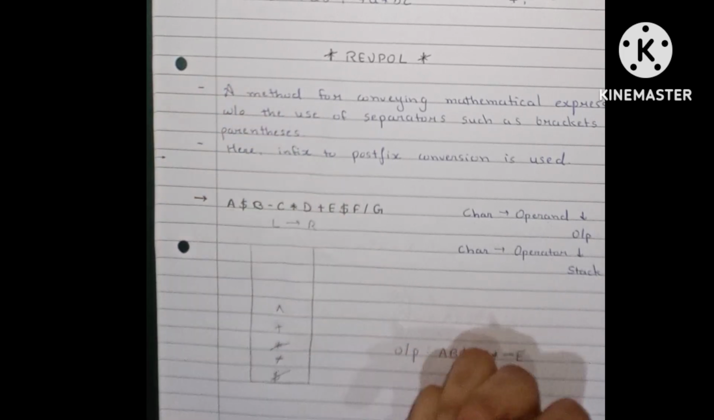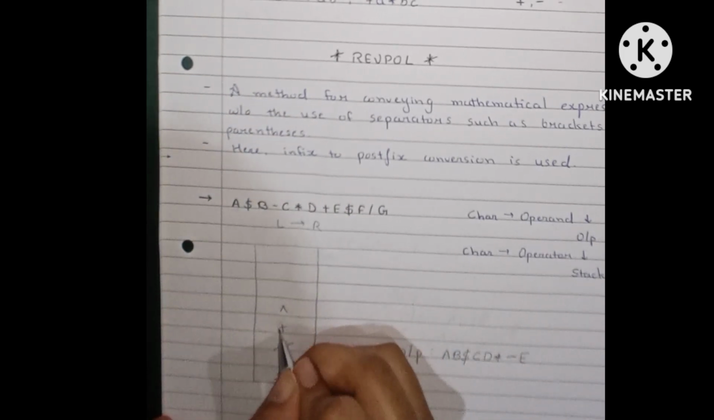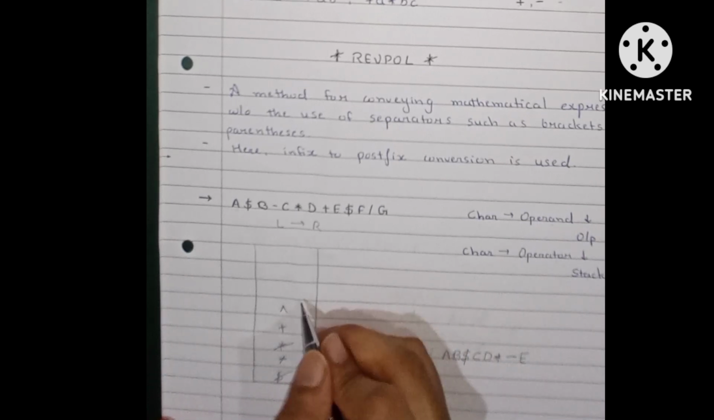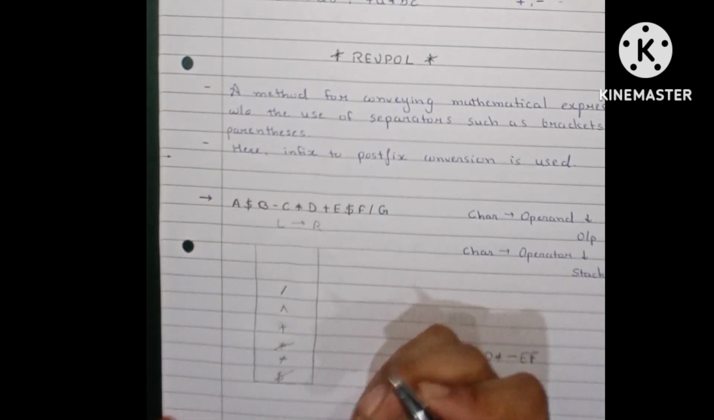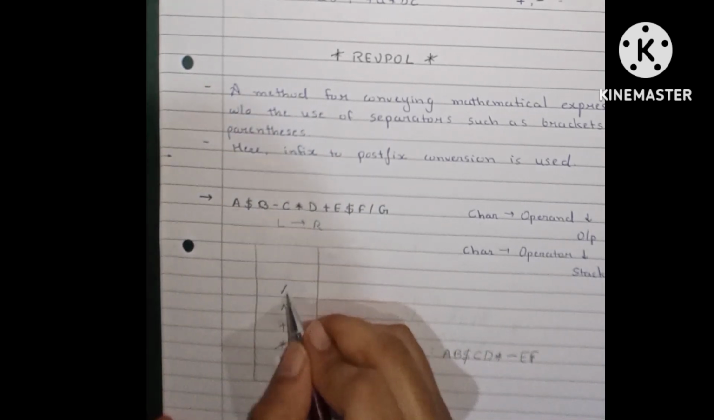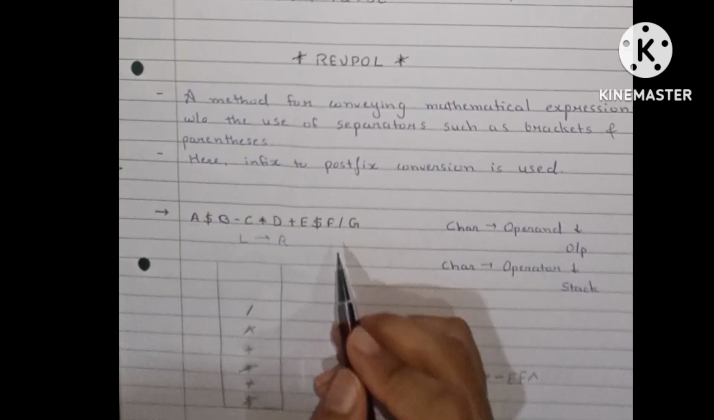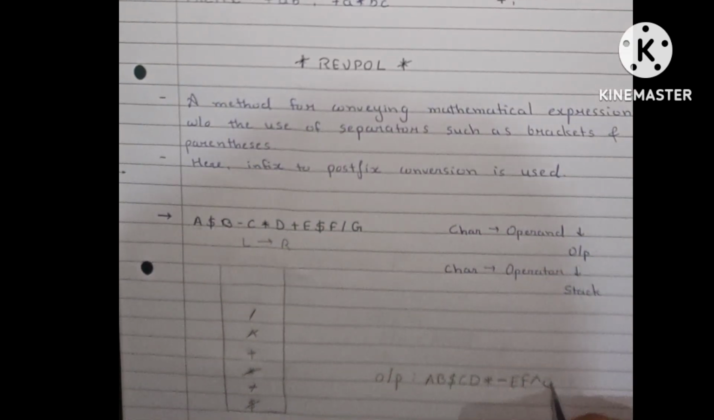Next is an operator. In the stack, it has a higher precedence value than the previous operator, so it will be appended in the stack only. Next is F, then division in the stack, but it has a lower precedence value, so the caret will be popped out. The next one is G, so it will be appended to the output list.